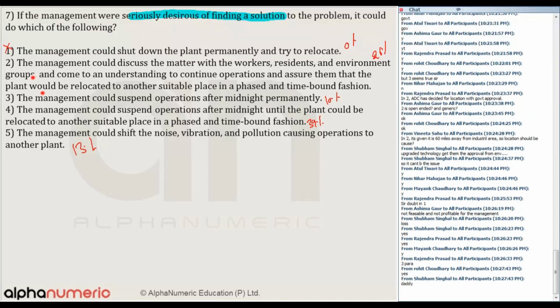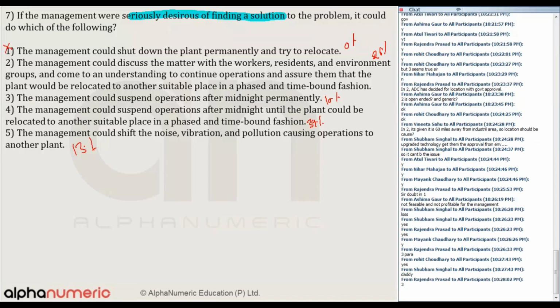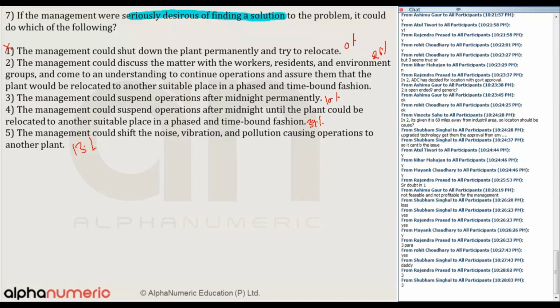So now tell me, I think the best answer should be the one which is beneficial for both of them, which should be option number 3. That's right. Best option is option number 3. Because in the night the noise is very high, so the management could suspend operations after midnight. In that case there will be a slight loss for the management, but it is beneficial for the workers. So both of them are compromising. The management is also compromising, as they are not working at night. So the best answer should be option number 3.